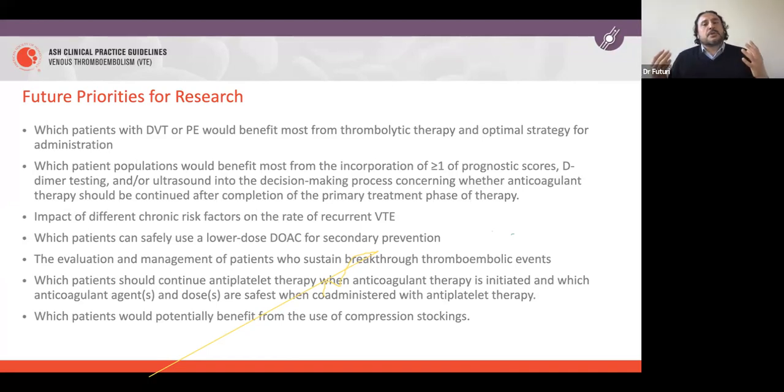And then what about a patient who is on an agent and has a breakthrough blood clot? How do we manage these patients safely? Why did the patient have a breakthrough blood clot, especially if the patient was compliant and their treatment levels were found to be therapeutic? And then other questions are, what patients could continue antiplatelet therapy when we begin anticoagulation therapy? And if a patient does require antiplatelet therapy, what is the safest anticoagulant to use?